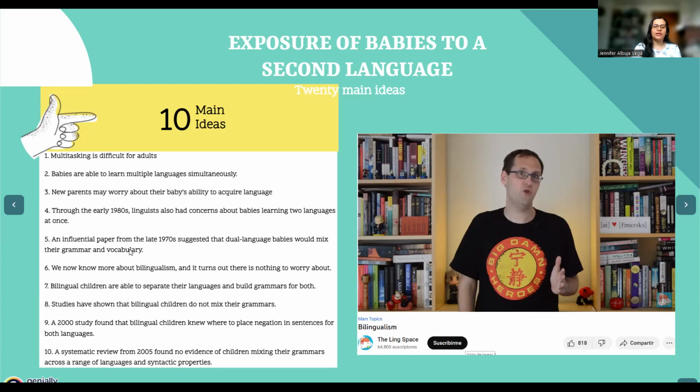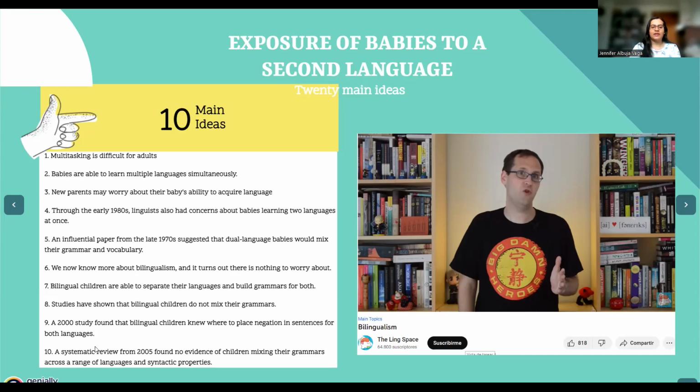Fifth, an influential paper from the late 1917 suggests that dual language babies will mix their grammar and vocabulary. We now know more about bilingualism, and it turns out there is nothing to worry about. Seventh, bilingual children are able to separate their languages and have valid grammars for both. Eighth, studies have shown that bilingual children do not mix their grammar.